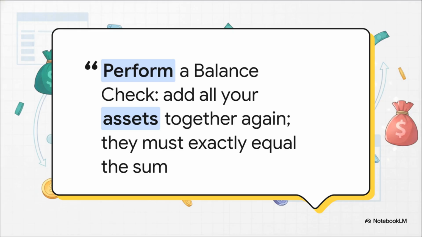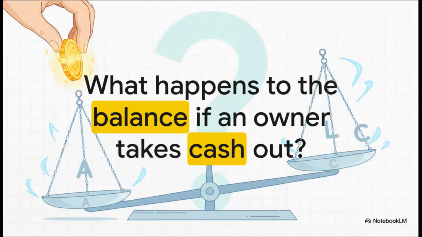Add all your assets together again. Then, separately, add your capital and liabilities. Those two totals must be exactly the same. If they aren't, you've missed a classification and you definitely need to review your labels. Well, we've covered the core equation, the ALC characters, our labeling hack, and how to balance the scales perfectly.